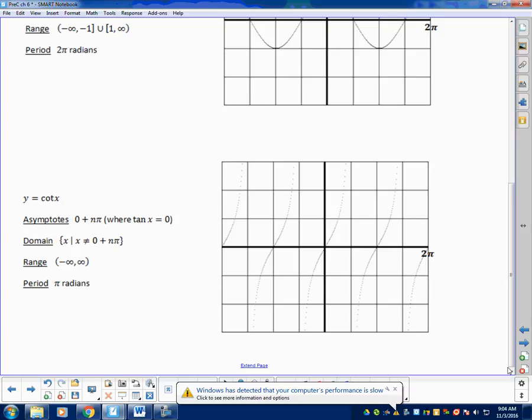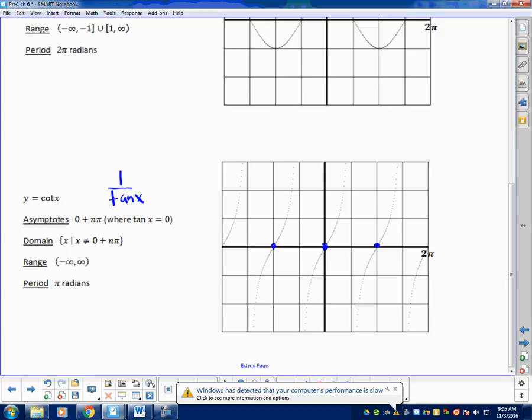Cotangent is the same as 1 over tangent. So if tangent is 0, like here, here, and here, can you see the faint little tangent graphs on yours? But don't trace these. These are the tangent graphs. They're supposed to be faint because they're the tangent graphs.